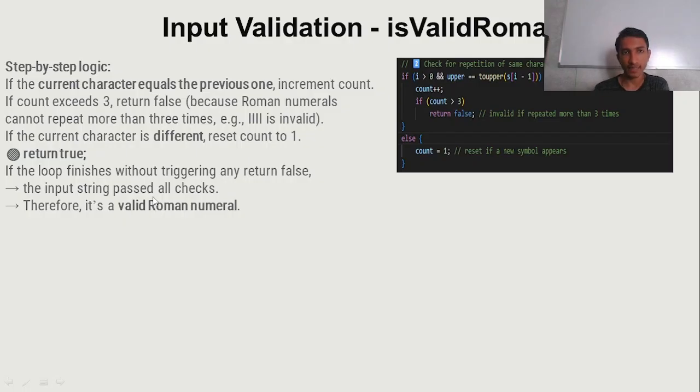If count exceeds 3, we will return false because Roman numerals cannot repeat more than 3 times. Example, 4 times I is invalid. If the current character is different, we will reset the count to 1, and return true.